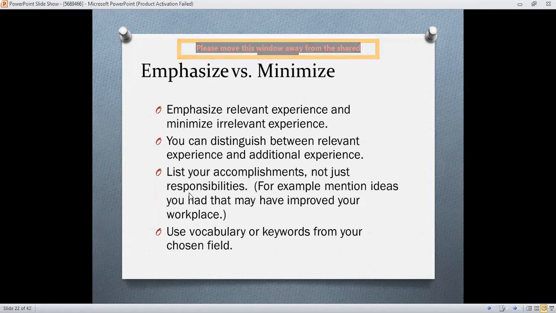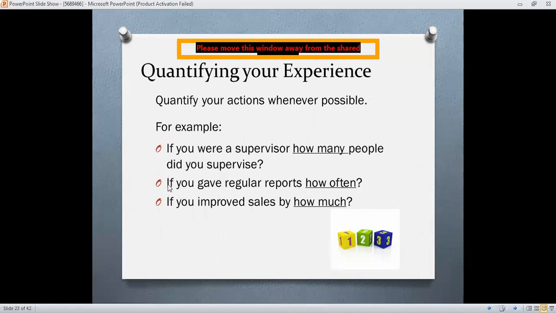You can distinguish between relevant experience and additional experience. Okay, list your accomplishments, not just responsibilities. For example, mention ideas you had that may have improved your workplace. Use vocabulary or keywords for your chosen field.